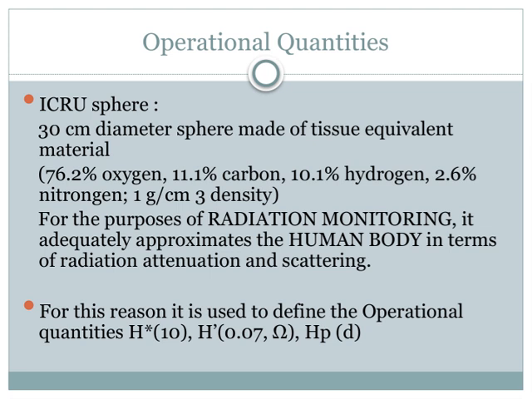This makes the ICRU sphere a valuable tool for defining the operational quantities we use in radiation protection. These include H*(10), which is the ambient dose equivalent, H'(0.07, Ω), and Hp(d), which refers to the personal dose equivalent at a specific depth. By using the ICRU sphere, we can standardize measurements and ensure consistency across different scenarios. In essence, the ICRU sphere helps us translate measurements from the environment into meaningful assessments of dose and risk, aligning our monitoring efforts with how the human body actually responds to radiation.